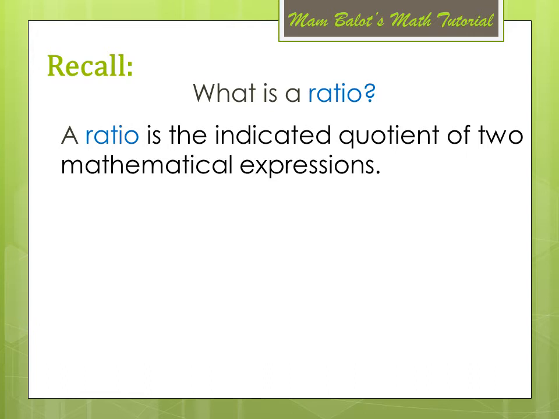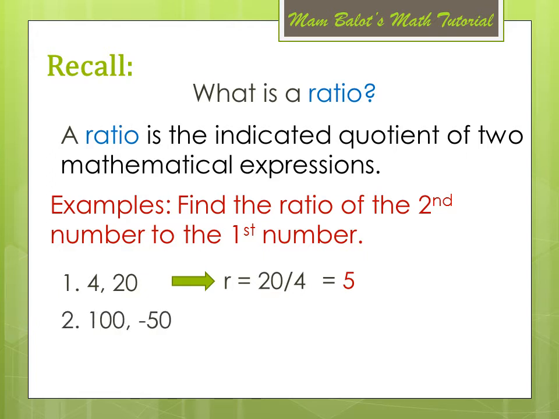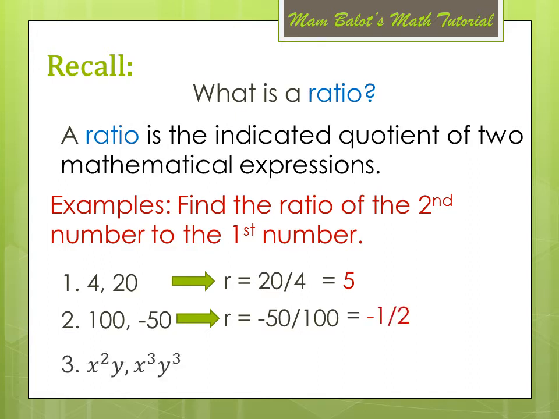So we have an example here. Find the ratio of the second number to the first number. Number 1, we have 4 and 20. So to get the ratio, which is represented by R, we have 20 divided by 4, which is equal to 5. Example 2, we have 100 and negative 50. So R is negative 50 divided by 100, which is now equal to negative 1/2.